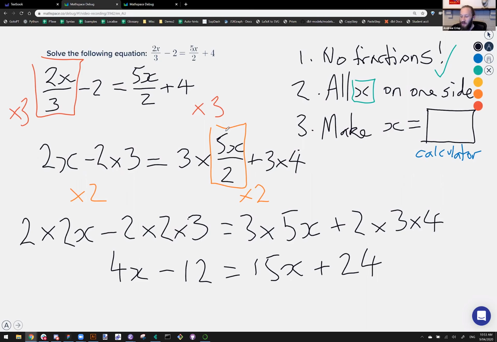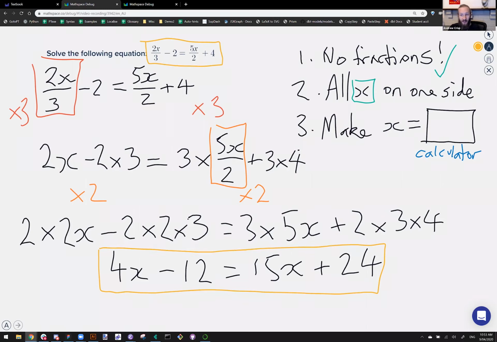How much easier is this than this? So whenever you're working with fractions, I strongly encourage you to get rid of them. Multiply by all the denominators and make it so it looks like this. From there, we can then go on to step 2 and on to step 3.